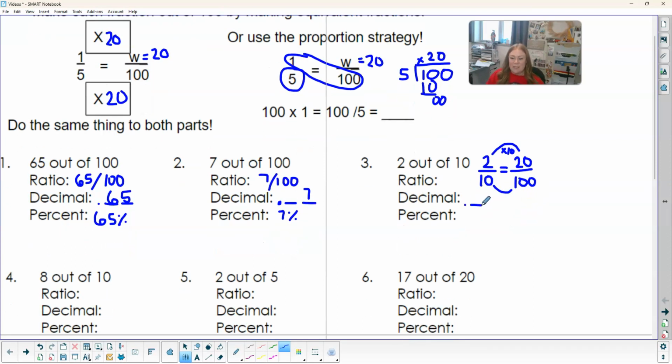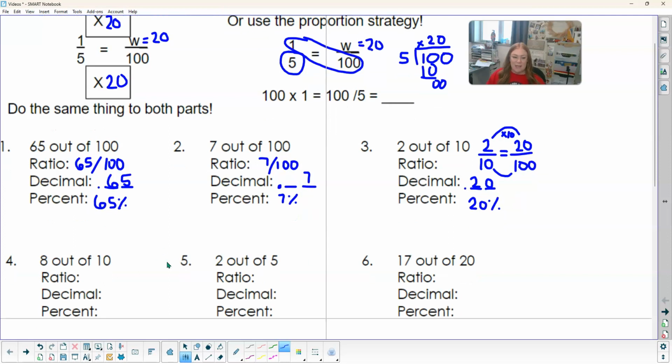So my decimal needs to go to the hundredths place. So we're going to put 20 here. And then the percent is just 20%, right? So it's 20 hundredths, 20 hundredths, 20 hundredths. They all are the same thing. So I want you to try number 4 on your own. It's exactly like number 3. Get to 100 from 10. That's right. We have 8 out of 10. We need to get to 100. So see if you can finish number 4. Come see me if you still need help.